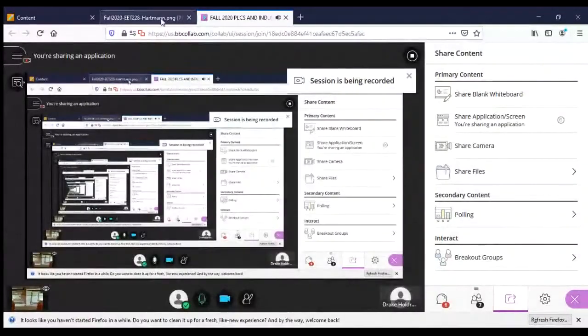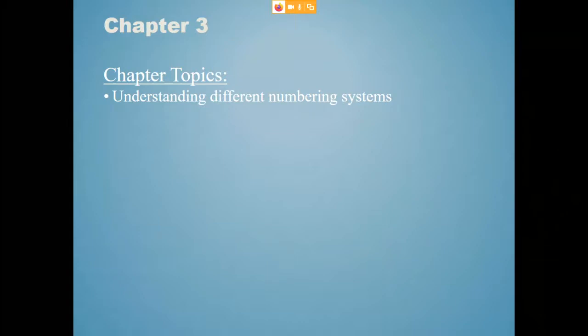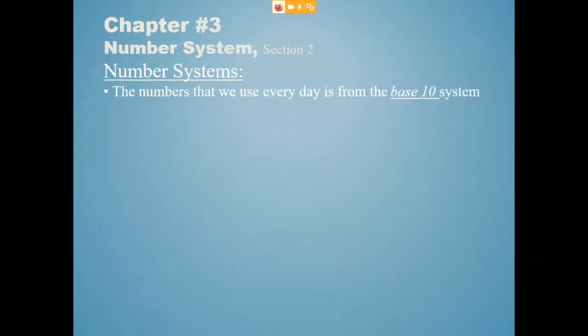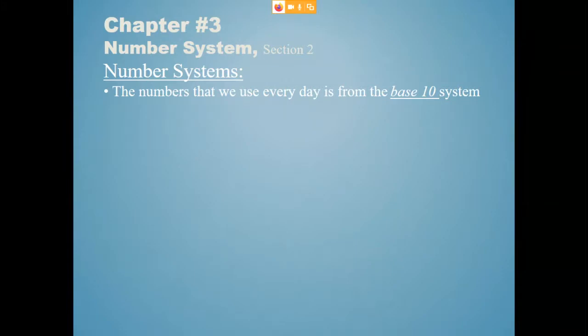We're going to be talking about numbering systems here, and specifically we're going to talk about the base 10 system, which is the decimal system, which we've always used, and the binary system, but we're just going to discuss the systems in general.